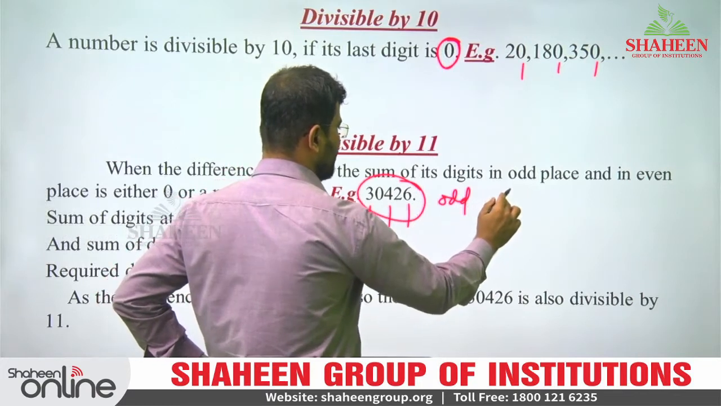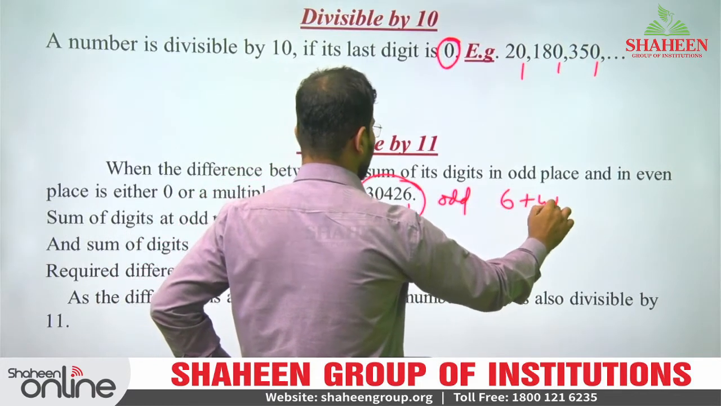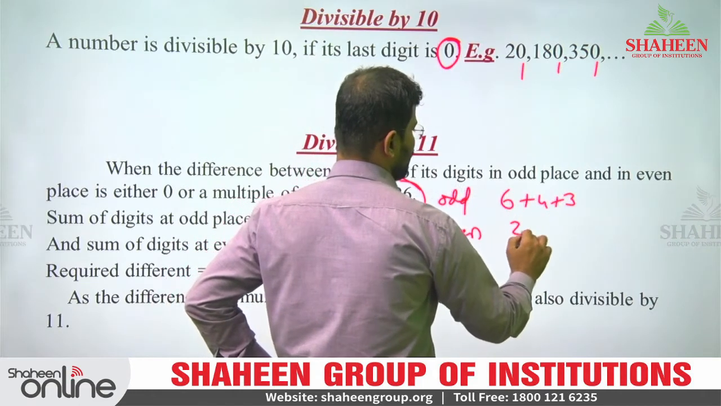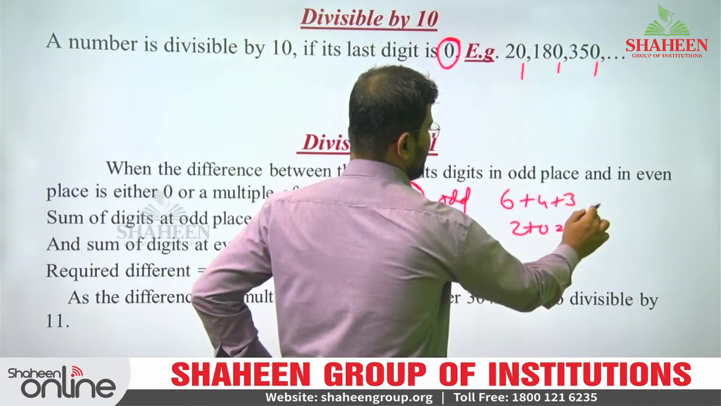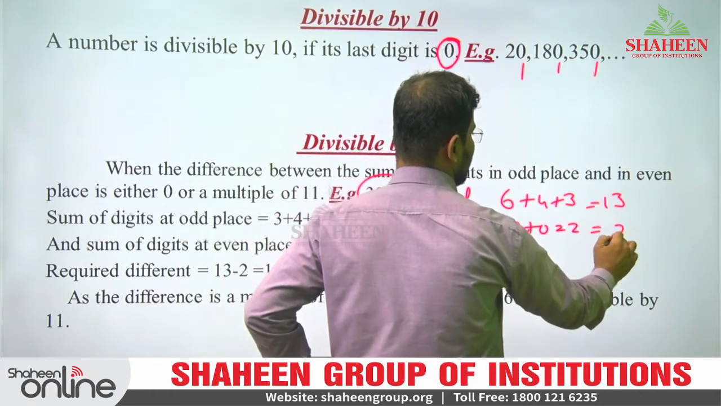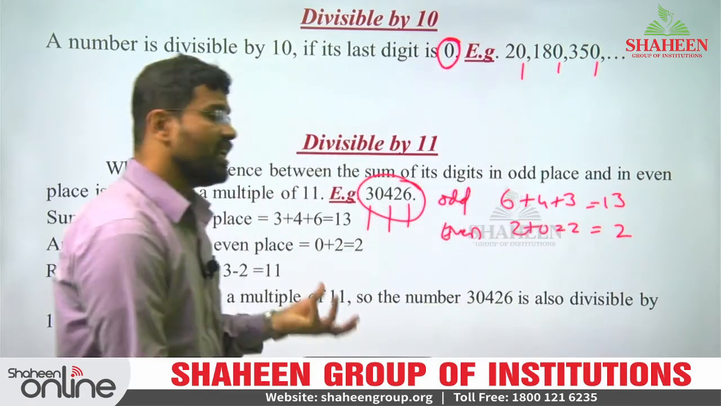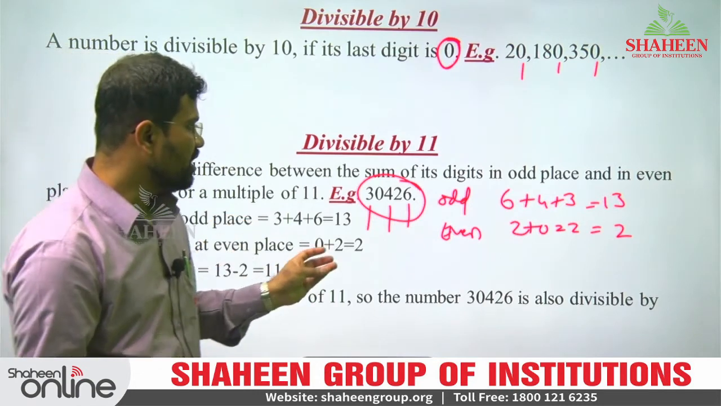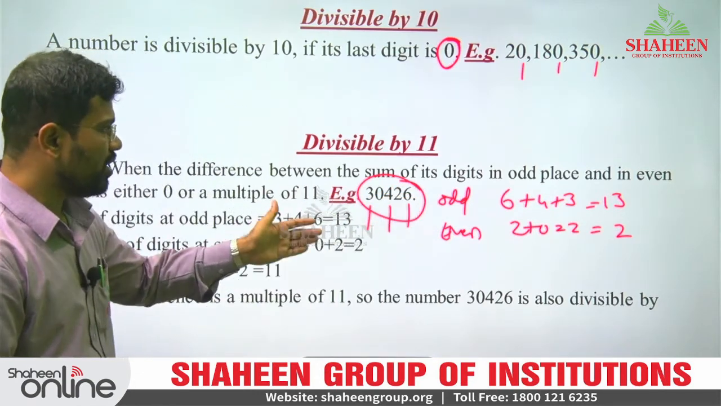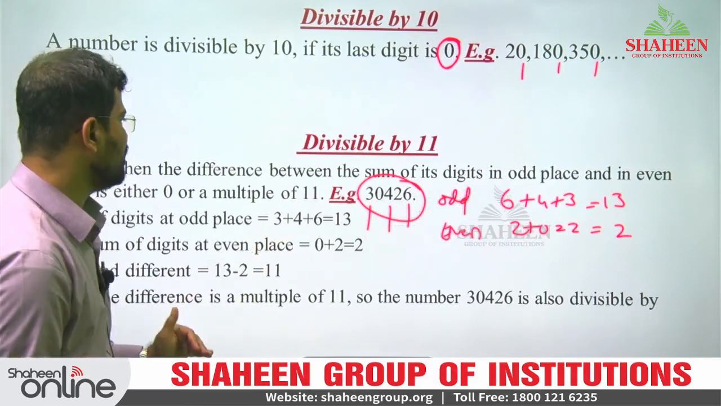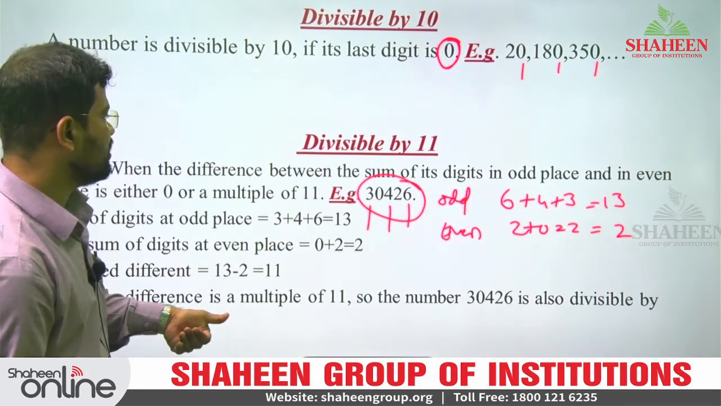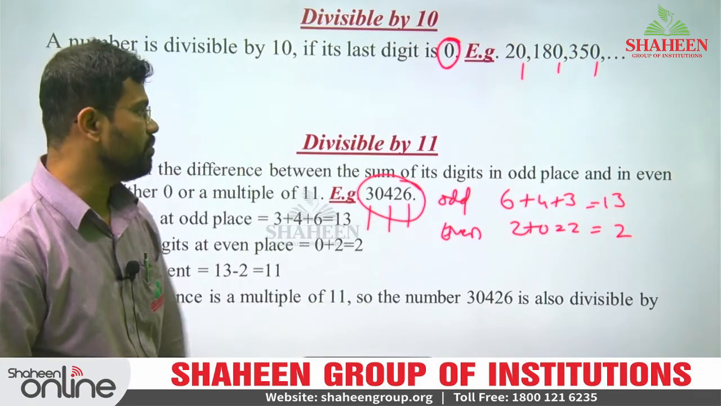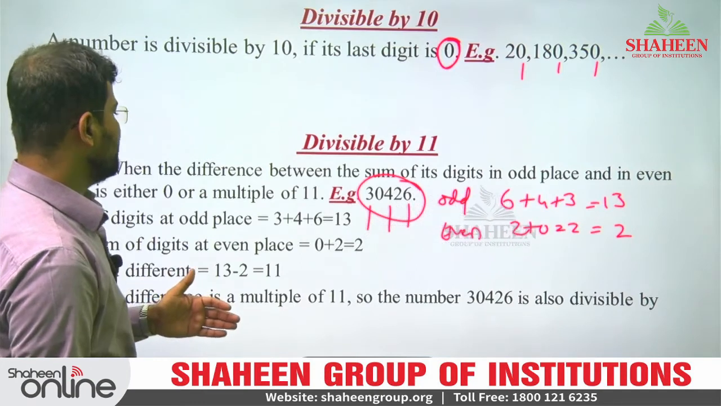The odd position sum is 6 plus 4 plus 3, which is 13, and the even position sum is 2 plus 0, which is 2. Now take the difference between the sum of the odd positions and the sum of the even positions. If the difference equals 0 or 11, then the entire number is divisible by 11.